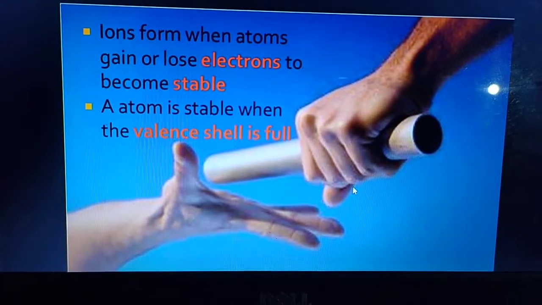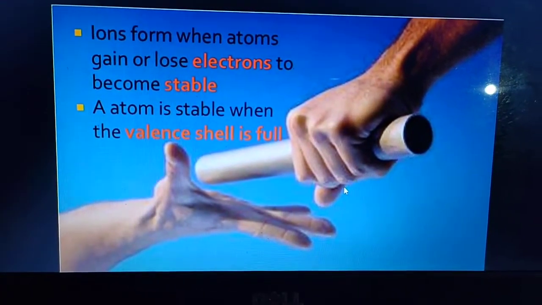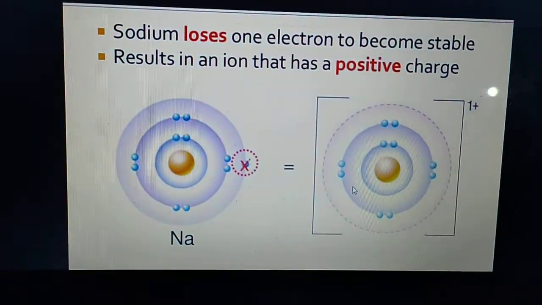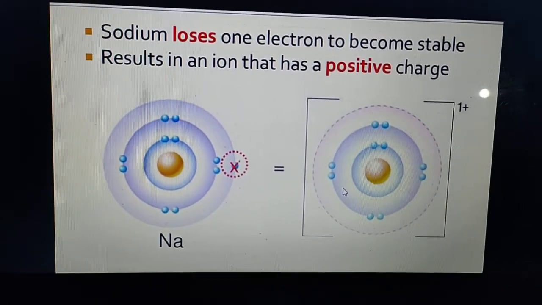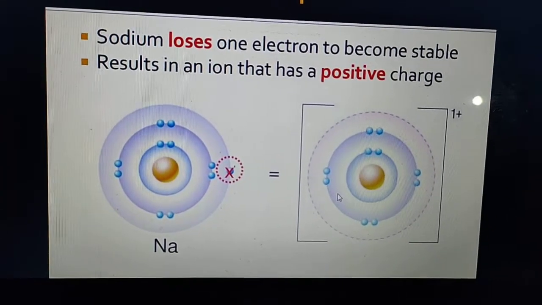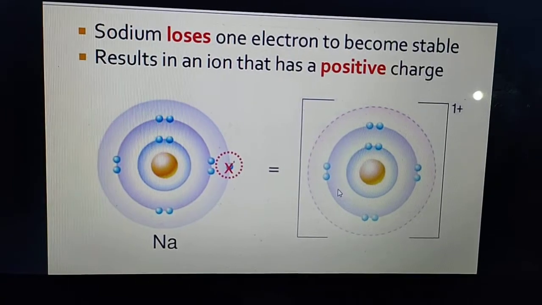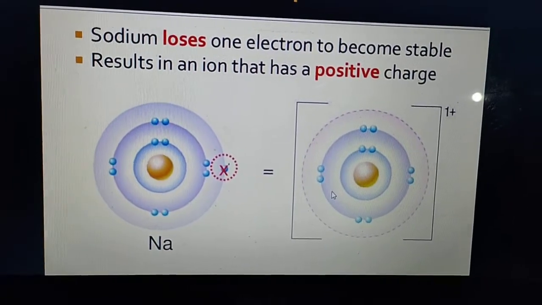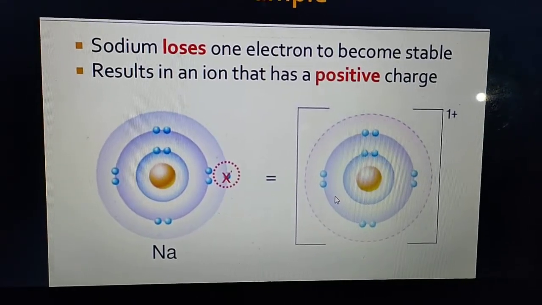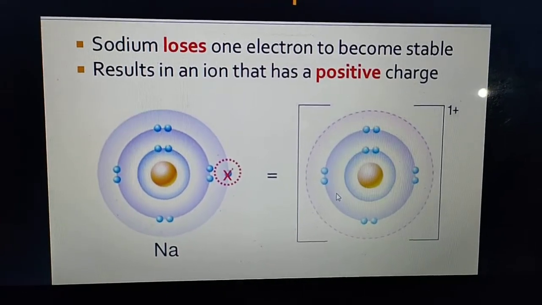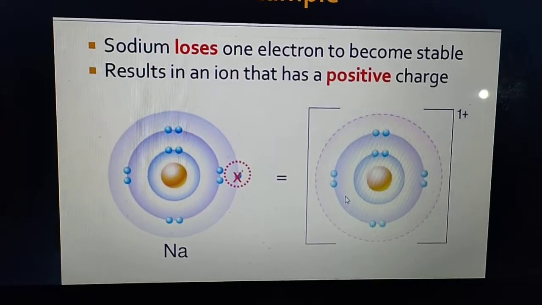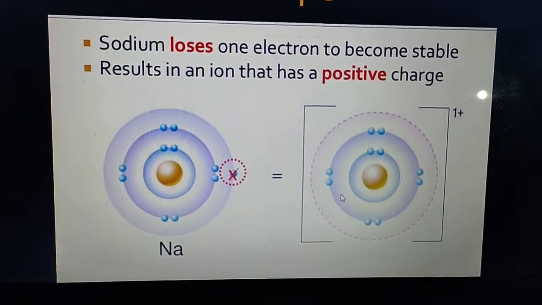An atom is stable when the valence shell is full. If its outermost shell is full, that means that atom is stable. Now as you can see here in the figure, sodium having atomic number 11 has electronic configuration 2, 8, 1. So 1 electron in the outermost shell. So sodium loses 1 electron to become stable, resulting in an ion that has a positive charge. As it loses 1 electron, it gains 1 positive charge.